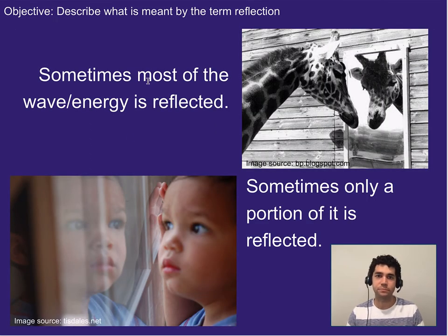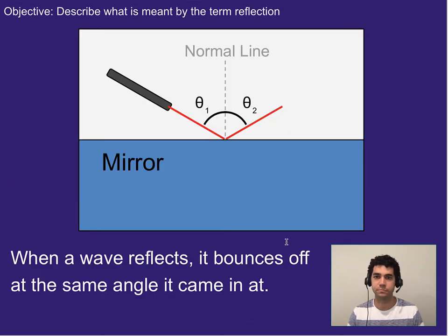Now sometimes most of the wave or energy is reflected. So looking at this giraffe in the mirror, we can see the giraffe here and most of the light is bouncing off of the mirror and coming to the camera. But sometimes it's only partial. So you think about like windows where you kind of see a ghost-like reflection happening. So that means some of the light is actually going through the window and some of it is reflecting. So that's always true. It doesn't have to be that all of the energy reflects. Sometimes it can just be a portion of the energy being reflected.